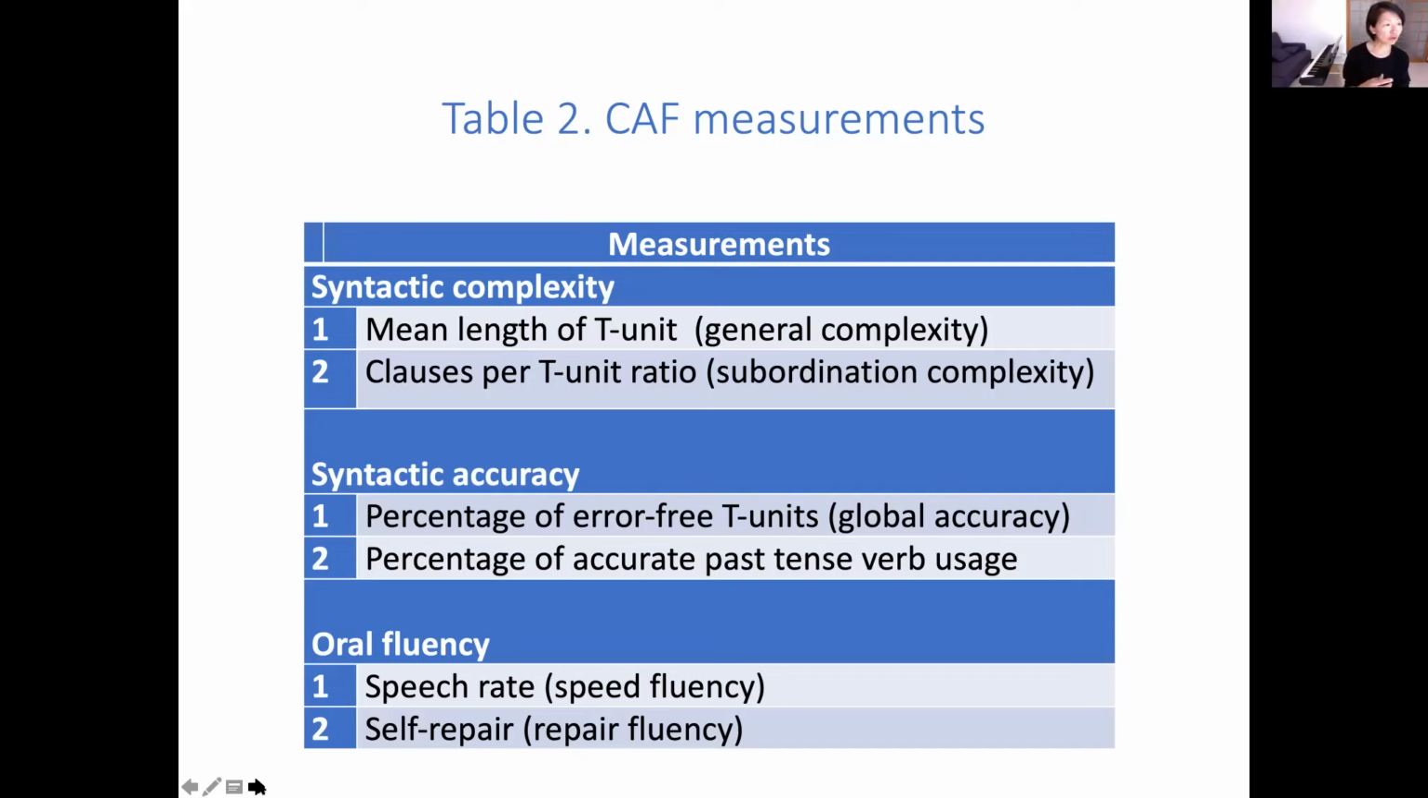Okay, so for my complexity, I looked at mean length of T unit. A T unit is kind of like a sentence, for those who are not familiar with T unit usage, but a sentence can include 1 T unit or 2 T units, or 1 T unit and several clauses. I also looked at the clauses per T unit ratio. For accuracy, I looked at global accuracy, which is the percentage of error-free T units. Which means I counted the number of T units in one participant's output.